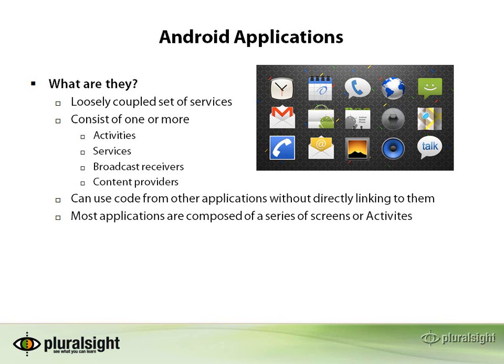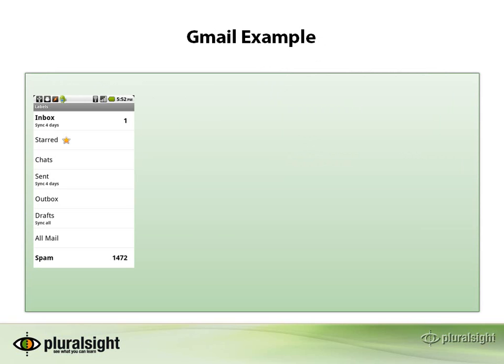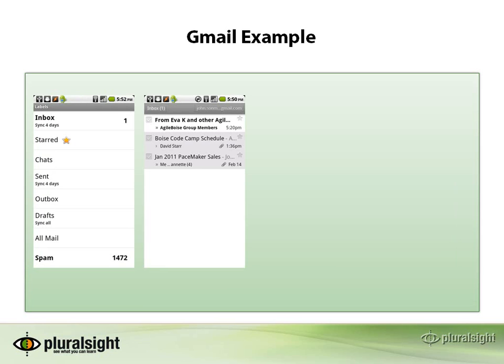developers. Let's look at a small example of an application and how it's decomposed into a set of activities or screens. If we look at the Gmail application, one of the activities or screens you can think of is the screen that shows all of the folders that you have in your email application. You have inbox, starred, chats. If we click the inbox, then we would be taken to another activity that shows everything that's in our inbox. We're seeing a summary view of our messages. So you can think of that almost as a separate application, its own activity.